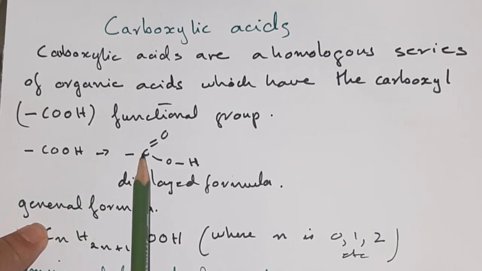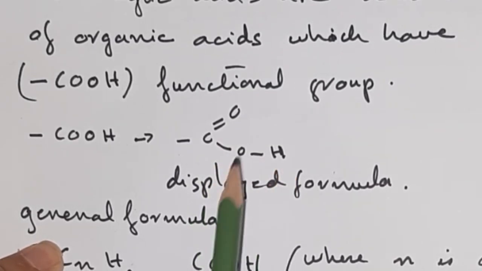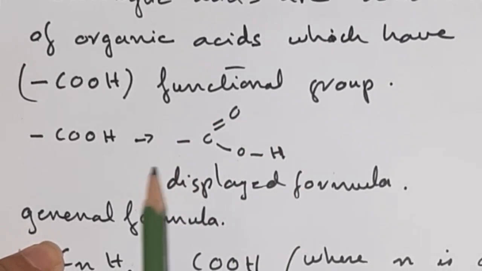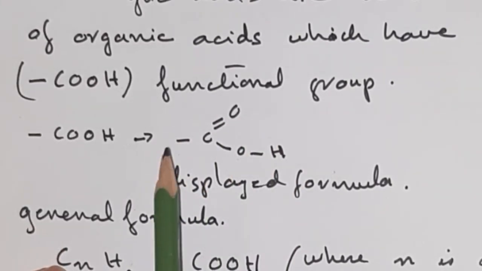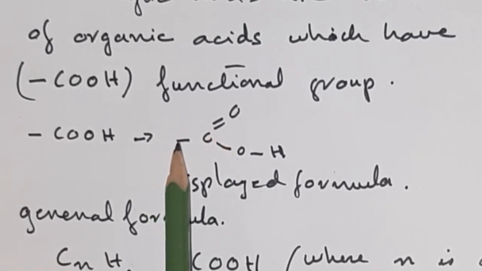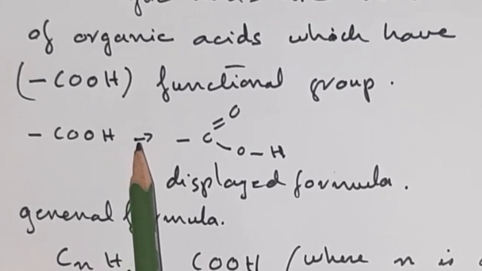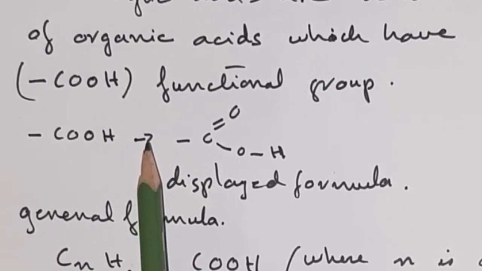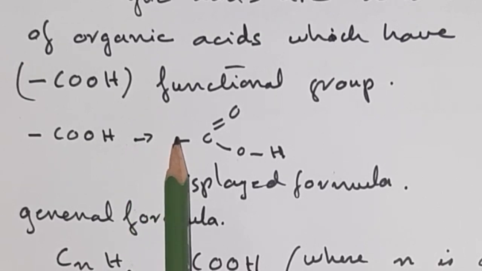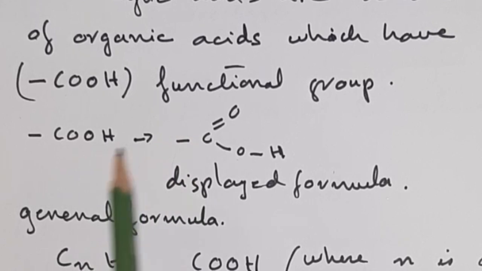COOH can be written as C double bond O, O and H. This is the displayed formula, that is, I am showing all the bonds, and this bond over here actually is the fourth bond of carbon, 1, 2, 3 and 4, which is to be bonded to other alkyl groups. And there are quite different varieties of compounds which can be formed, and you can attach over here. Mainly we add carbons over here.